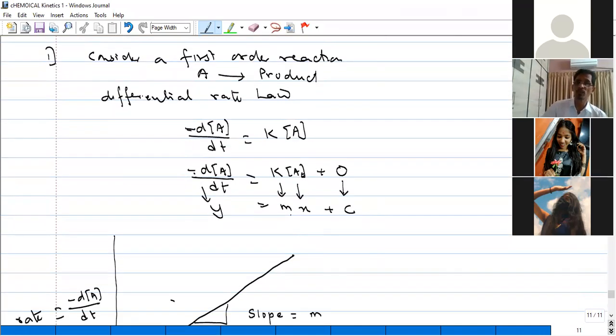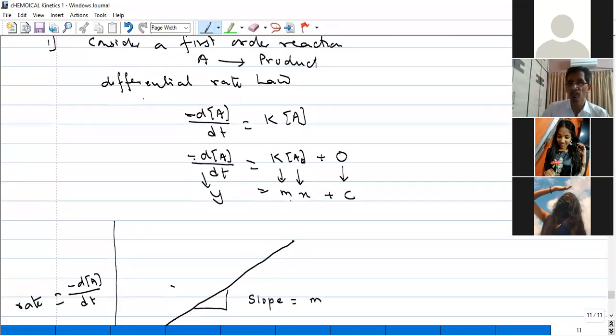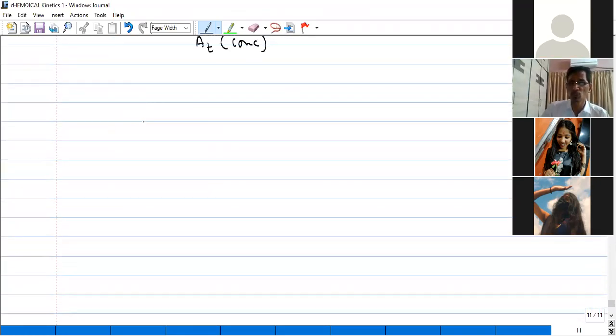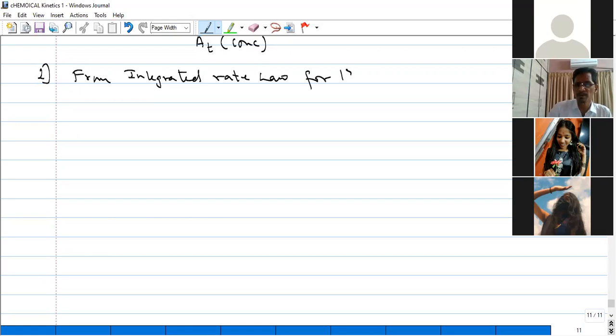So this is one of the ways of expressing a first order reaction in graphical form. In your textbook, there are three ways of representing it. I am taking the second way. From the integrated rate law equation for first order, what is it?